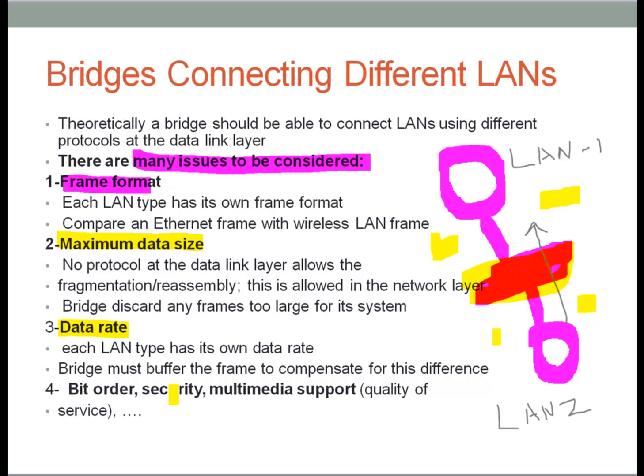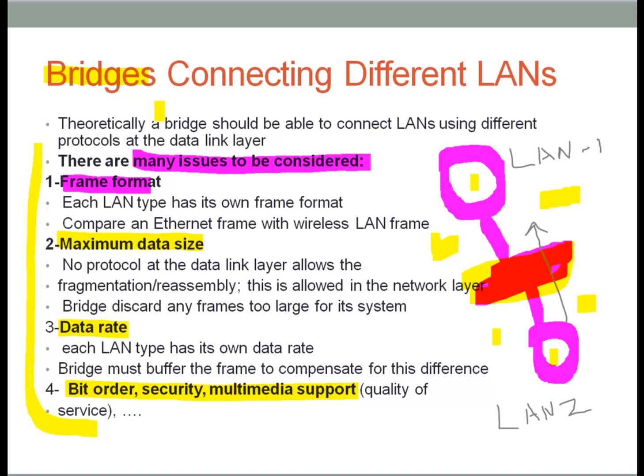Then bit order, security, multimedia support. These are many different parameters. Some security: this local area network is very secured and here it is not secured. Then the order of sending, meaning first bit, second bit, third bit. You have to send it in order. For some local area networks, you need not send it in order; you can send it in any order. So these are the different issues that may arise if you connect two different local area networks by using bridges.